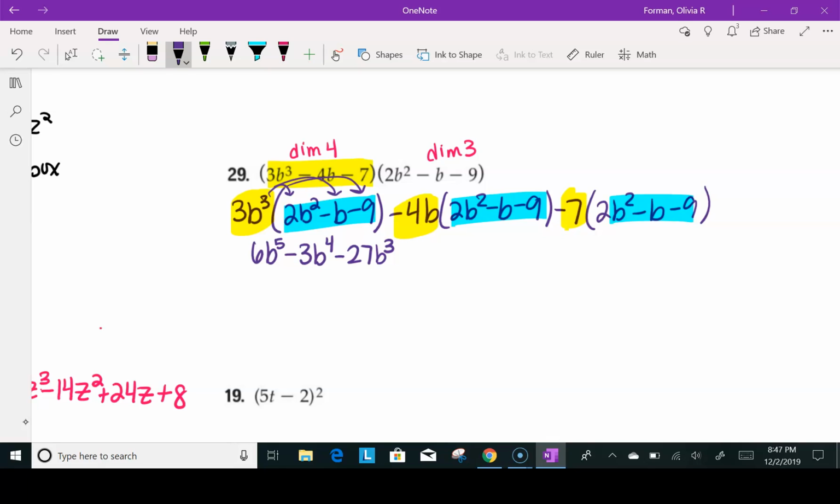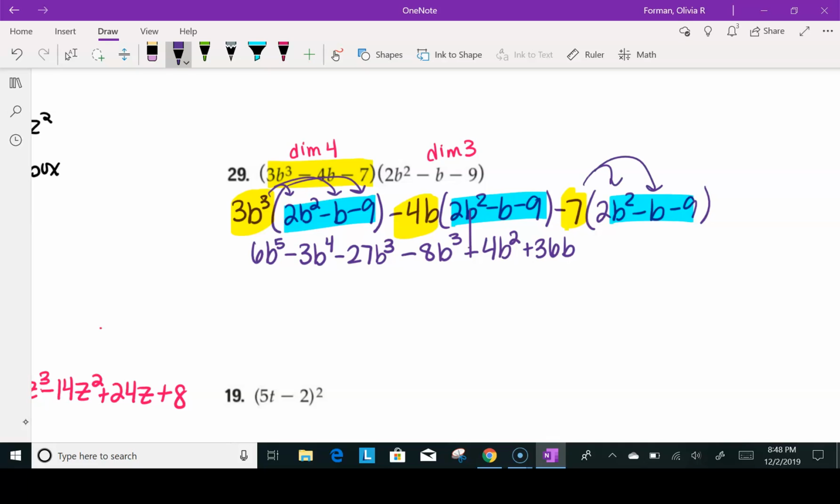Negative 4b times 2b squared. Negative 4 times 2 gives us negative 8. B times b squared is b cubed. I take negative 4b times negative b. So negative 4 times negative 1, that would become a positive 4. And then b times b is b squared. I take a negative 4b times negative 9. Negative 4 times negative 9 is a positive 36. And we have a b.